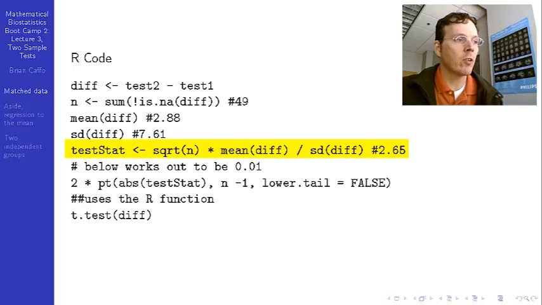Okay, so my test statistic is the square root of the sample size, because remember that's in the denominator, so we could just bring it up to the numerator, times the average difference. Our null value that we're testing against is 0, so I'm just going to leave that out, divided by the standard deviation of the difference, and I have a little comment here that it works out to be 2.65.